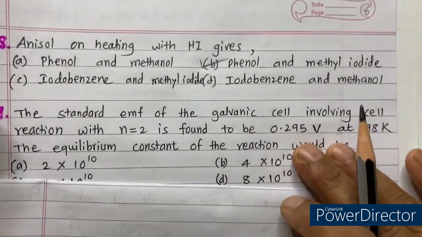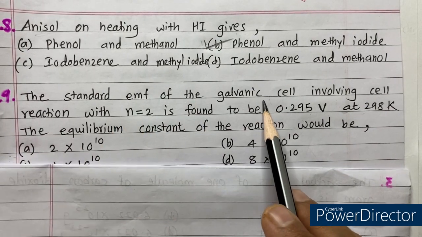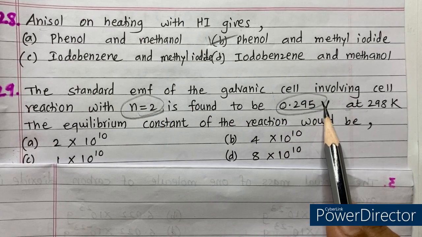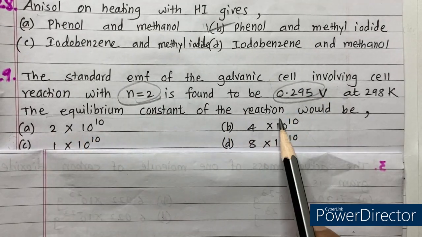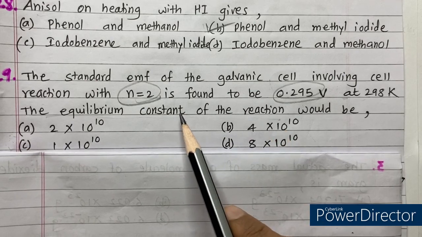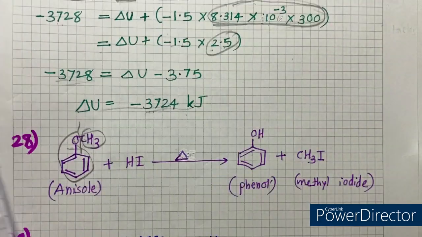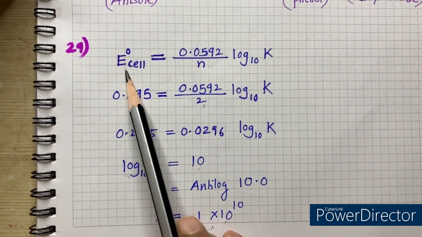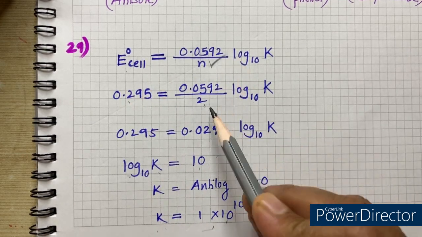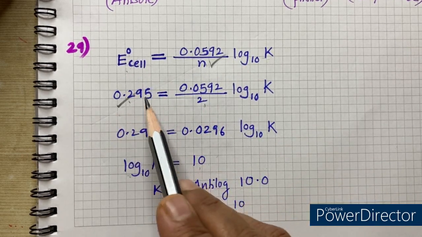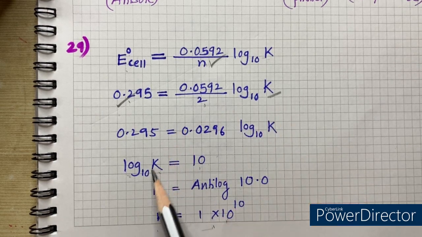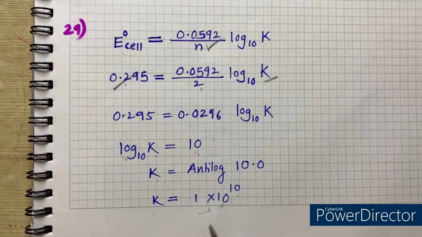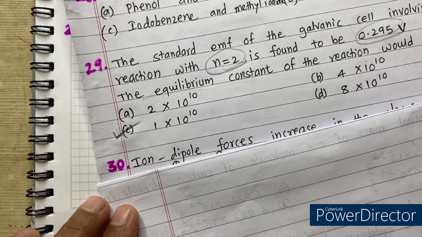Next question. The standard EMF of the galvanic cell involving cell reaction, n is equal to 2. E0 cell is given. The equilibrium constant of the reaction would be, we want to find out K. Now we know the formula, the relation between equilibrium constant and E0 cell. n is equal to 2, E0 cell is given. Now find out this K. Log K is equal to 10. Therefore, K is equal to 1 into 10 raised to 10. That is, the answer is this one.